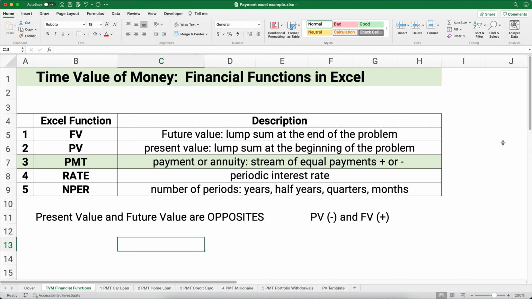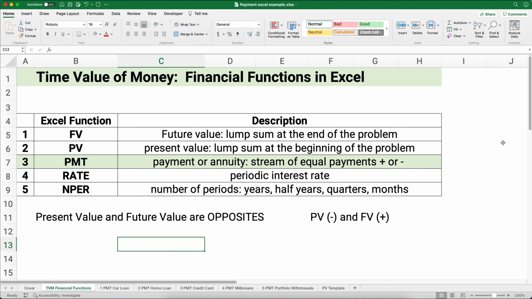Now, time value of money is the topic. Sometimes it's called financial functions. Both of those are equivalent. So there's 5 financial functions in Excel. The first one is the future value. We've done a video on the future value. That's a lump sum at the end of the problem. The next one is present value, which is a lump sum at the beginning of the problem.